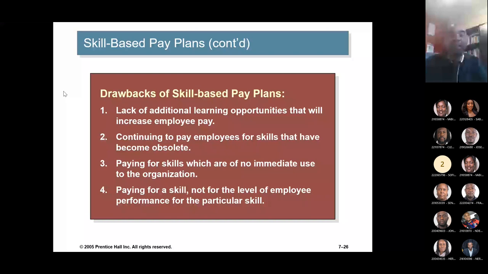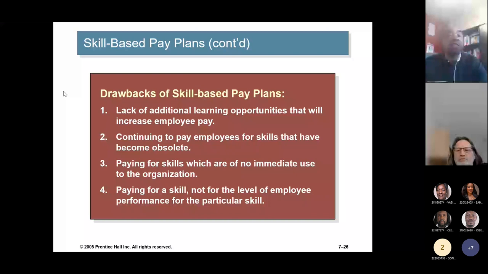Another drawback of a skill-based pay plan is continuing to pay employees for skills that have become obsolete. Sometimes because employees have so many different skills, even when a skill becomes obsolete, the organization may still be paying because the employee has a variety of skills. Particularly within the fourth industrial revolution and the post-COVID-19 era, so many skills are becoming obsolete. We need new skills to remain relevant. Those people who had so many skills before may wake up to realize that their skills are no more required. Particularly in the banking sector today, you can see the retrenchment that is taking place.